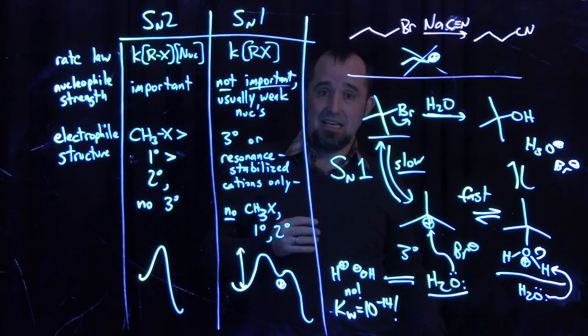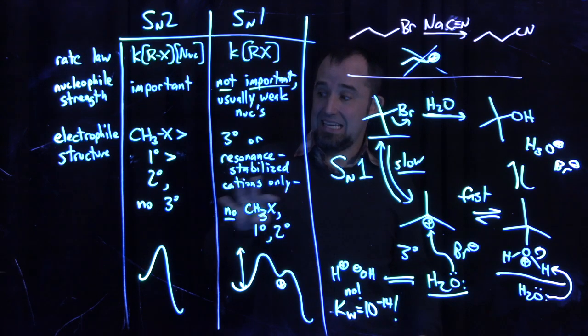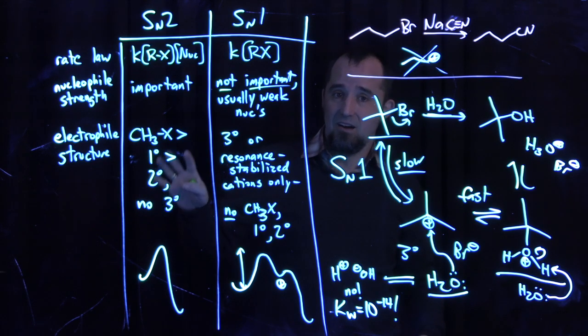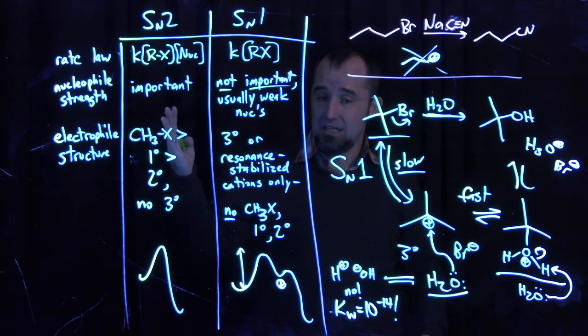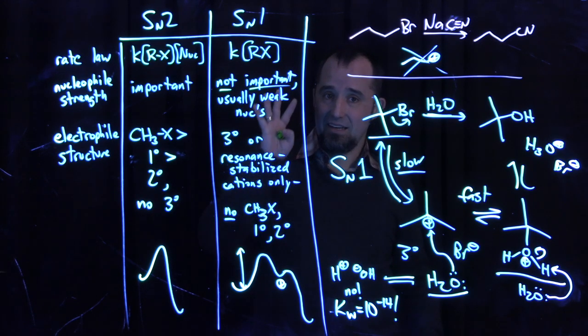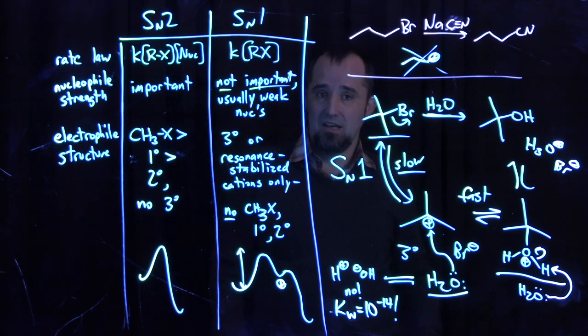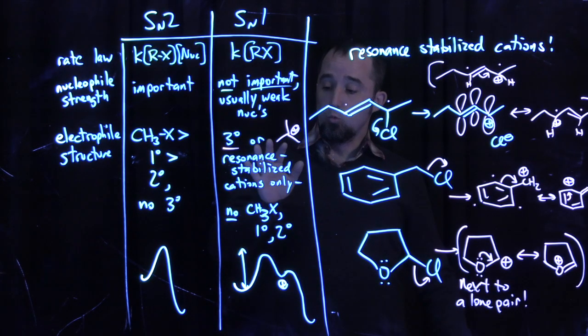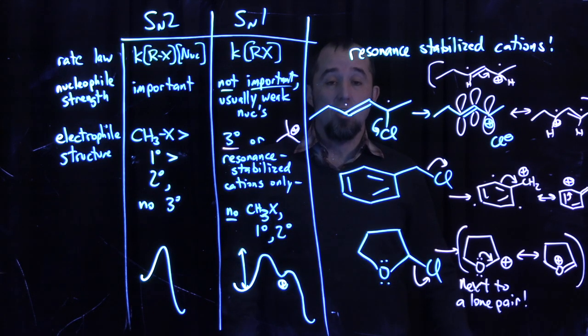So again, if you're on a test and you're trying to figure out which is which, this is the easiest tell. If you've got methyl, primary, secondary, that can do SN2, can't do SN1. If you've got tertiary, it can do SN1, it cannot do SN2. This is the biggest dividing line. In addition to tertiary cations being stable, resonance stabilized cations are also available to do SN1 reactions.